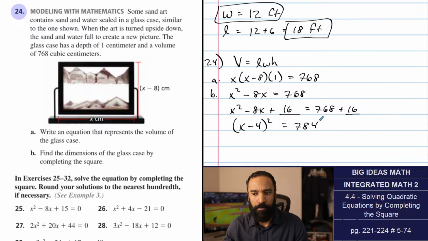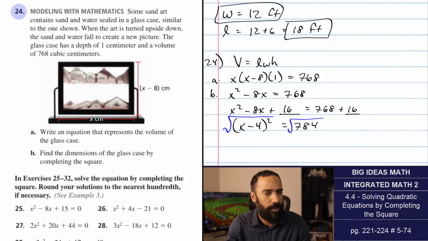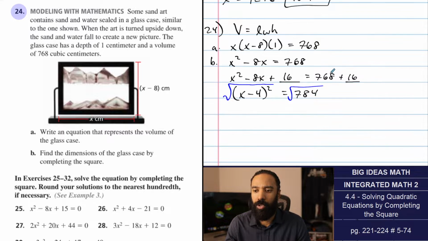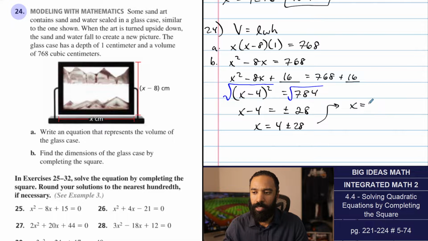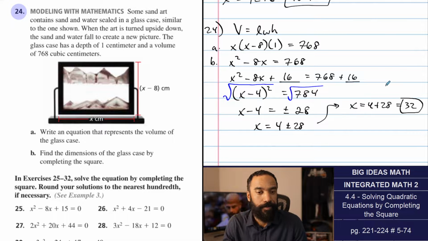If I'm to guess, it might be 28, because if it's a perfect square, it's going to be 28. So let's see, I'm going to actually use the calculator for that. Square root of 784, 28. So x minus 4 equals plus or minus 28. Add 4 to both sides, you get x equals 4 plus or minus 28. I only care about the positive answer. We're going to use 4 plus 28, which is 32. So that's what x equals.